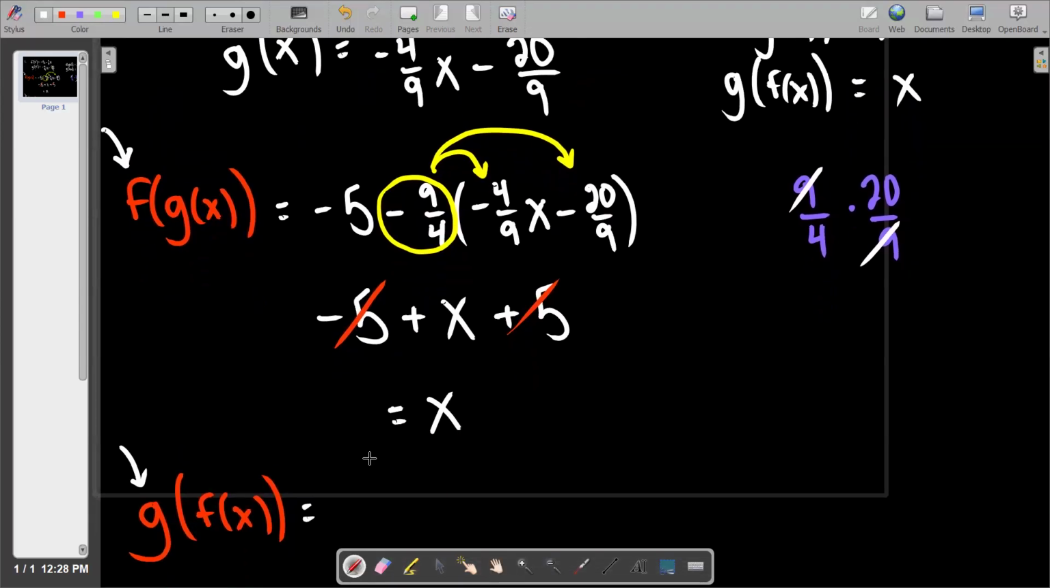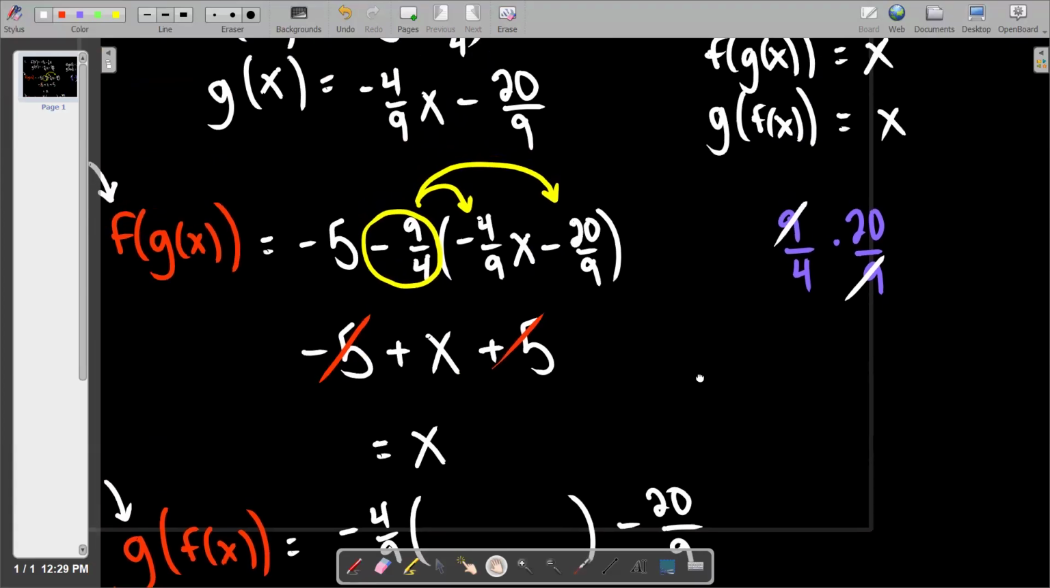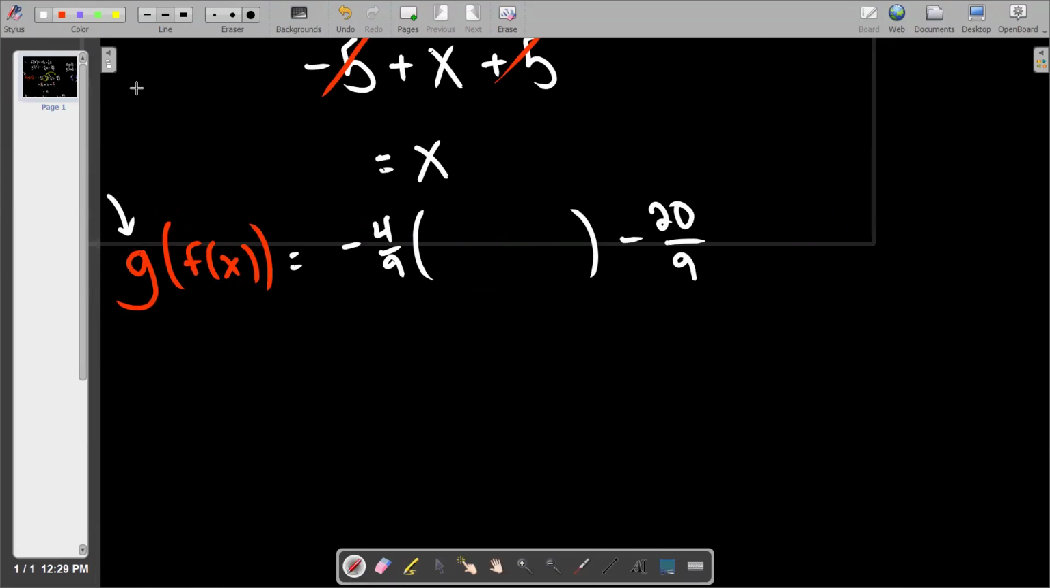So this one's going to be -4/9 times awkward void minus 20 ninths, like that. Good. And what's going to go in the void? The other function, right? So -5 minus 9/4 of x is going to go in there. So -5 minus 9/4 of x. And again, just kind of ride it out. Things will happen. It's kind of a basic skills nightmare, maybe, but really nothing terrible.